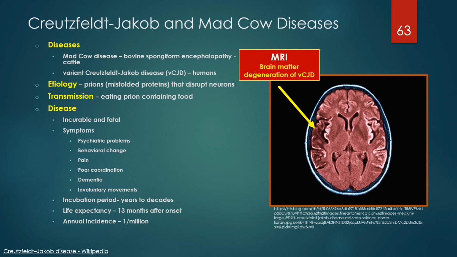Initial symptoms include psychiatric problems, behavioral changes, and pain progressing to poor coordination, dementia, and involuntary movements. The length of time between exposure and symptom onset is believed to be years to decades. The average life expectancy after onset of symptoms is 13 months. These are rare diseases with an annual incidence of 1 per million.